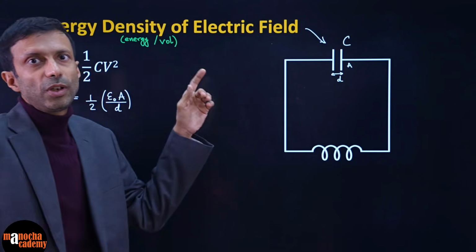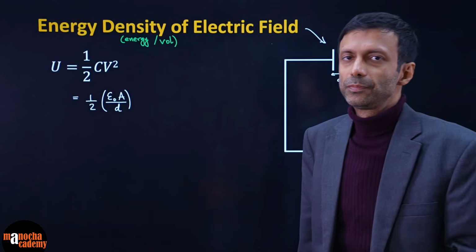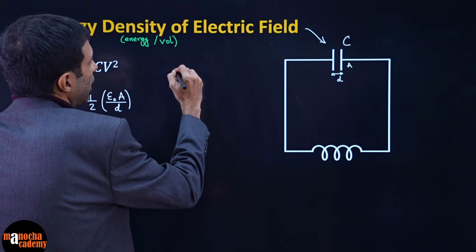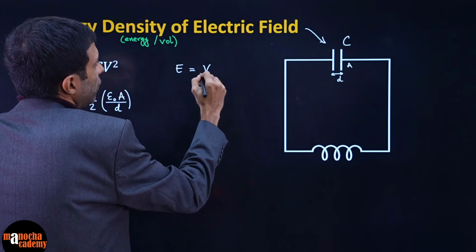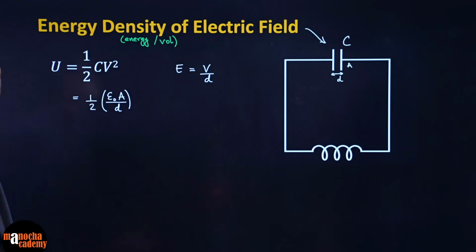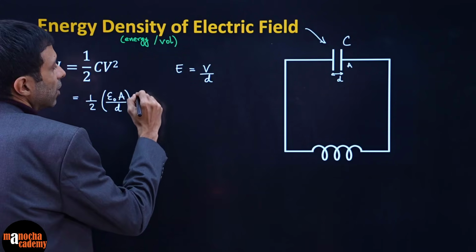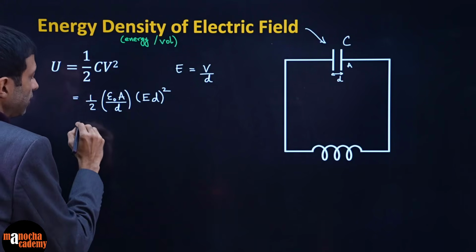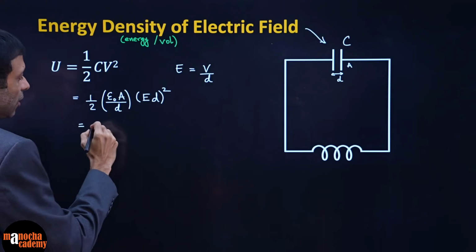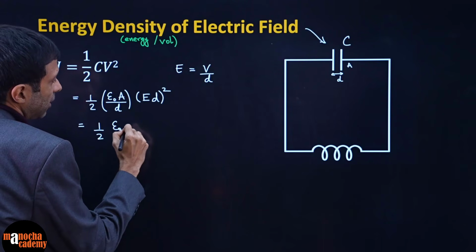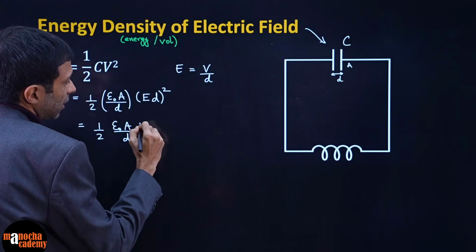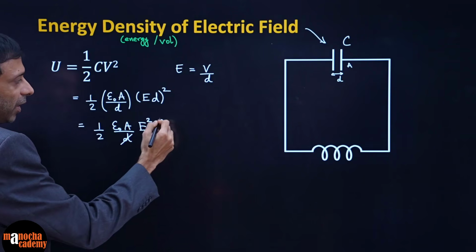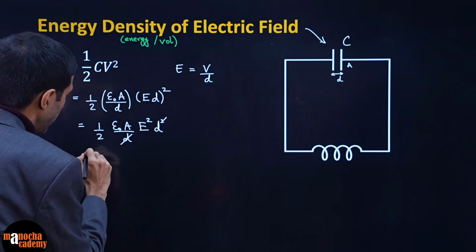Now how is voltage connected to the electric field? How is voltage connected to electric field? Right? We know that electric field is V by D. So can I replace V as E times D? Yes or no? So I can replace E times D, and this is voltage square, so I have to put a square over there. Now let's simplify this, guys. So I'm getting half epsilon A D E square D square. 1D and 1D will get cancelled here. So finally we are getting.